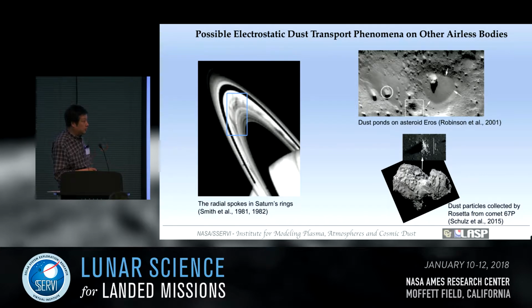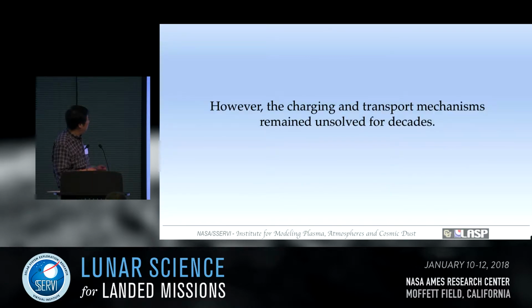Beyond the moon, several observations from other solar system bodies are also tied to electrostatic dust transport. These are the radial spokes in Saturn's rings. And these are dust ponds, very fine dust deposits at the bottom of craters on asteroid Eros. And recently, Rosetta collected dust particles from comet 67P when the comet was far from the sun. So the fundamental question is how dust particles get enough charge to be lofted or transported. It wasn't clear for decades until recently.